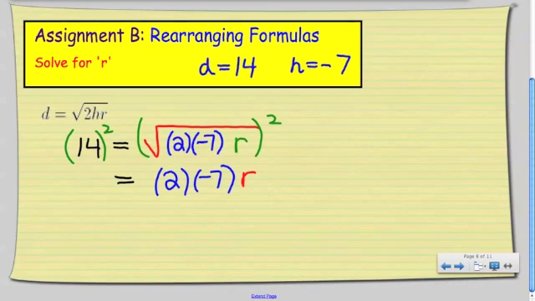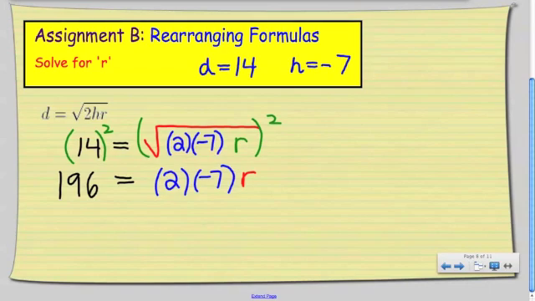And can someone tell me what 14 squared is? 14 times 14. Does anyone know? 196. That's 14 times 14.